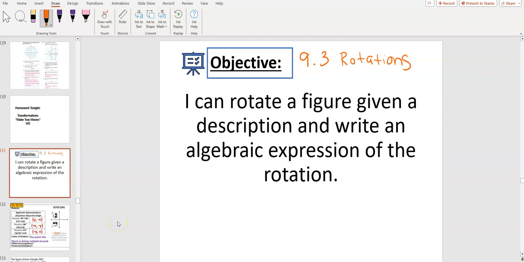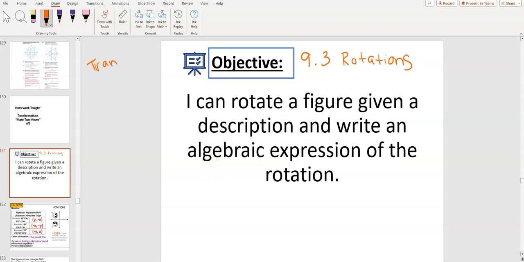Hey there, ladies and gentlemen. Here we are on 9.3 rotations. So in this video, you're going to learn how to rotate a figure given a description and write the algebraic expression of the rotation. So in the past, we have now learned, this will be our third transformation.